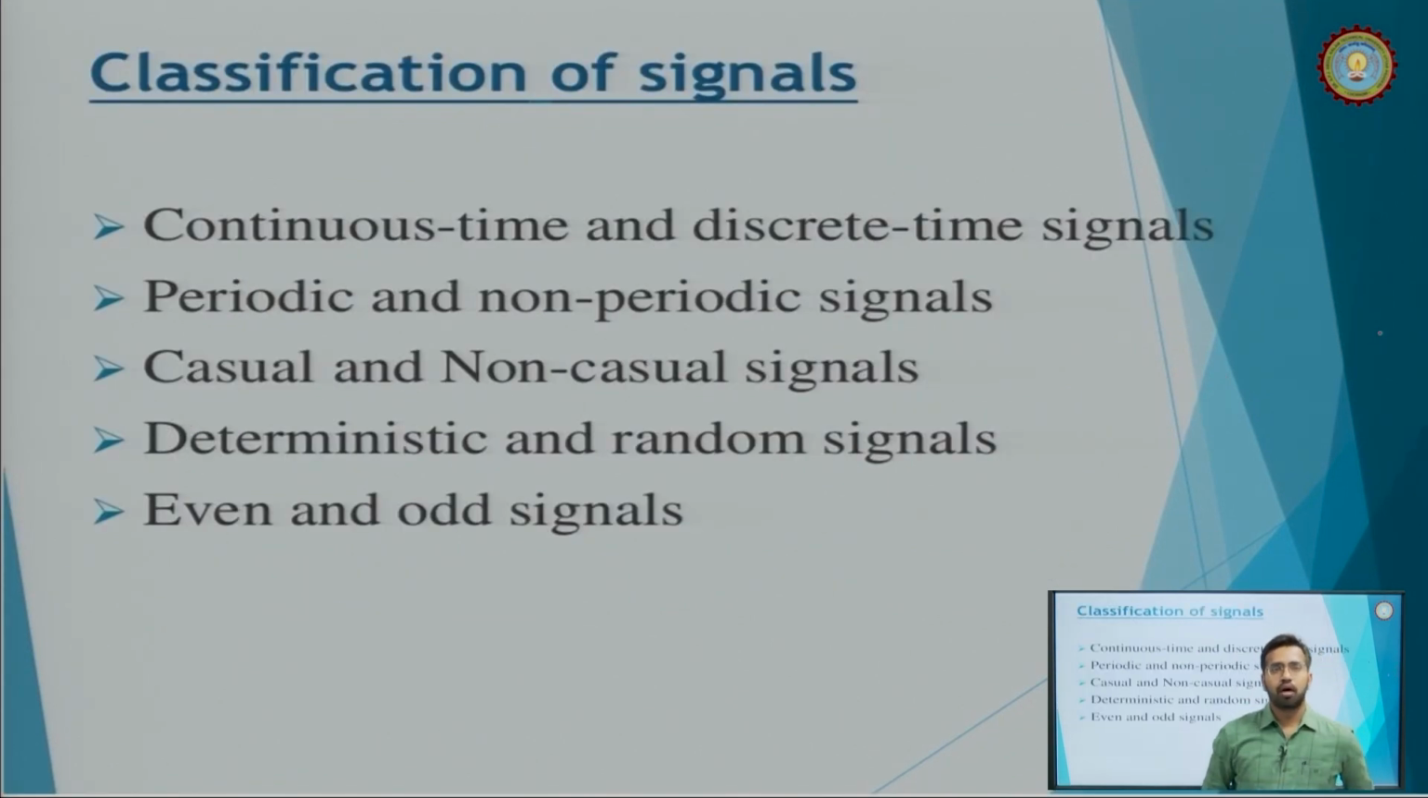So, what is the basic classification of signals? Signals are basically classified into 5 different domains. The first is continuous time and discrete time signal, second is periodic and non-periodic, third is causal and non-causal, fourth is deterministic and random signal, and fifth is even and odd signal. We will be discussing these different signals one by one in detail.